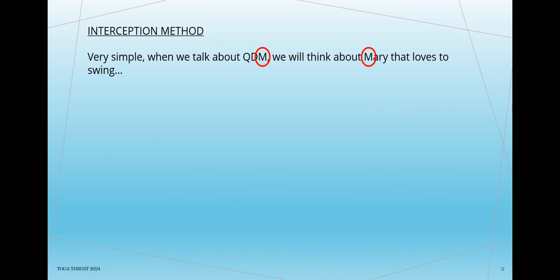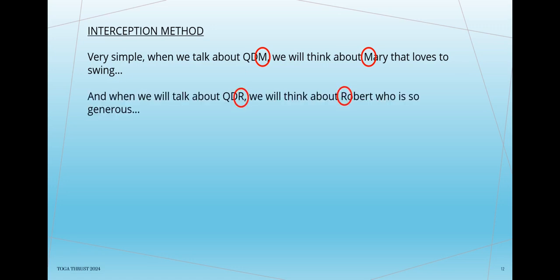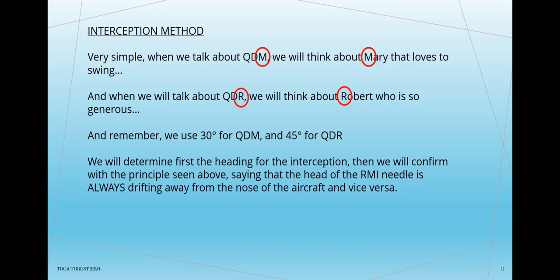Very simple, when we talk about QDM, we will think about Mary that loves to swing. And when we talk about QDR, we will think about Robert who is so generous. And remember, we use 30 degrees for QDM, and 45 degrees for QDR. We will determine first the heading for the interception, then we will confirm with the principle seen above, saying that the head of the RMI needle is always drifting away from the nose of the aircraft and vice versa.